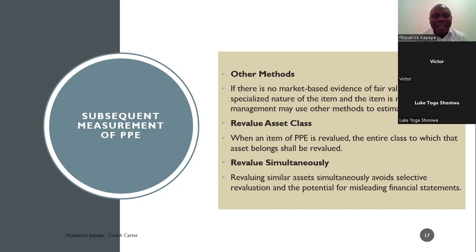So they're saying if there is no market-based evidence of fair value, because of the specialized nature of the item, and the item is rarely sold, and maybe it's even out of production, management may use other methods to estimate fair value. They can also use an alternative for a modern part or equipment that is found in these newer power stations. They can use that as a reference point to determine the fair value.